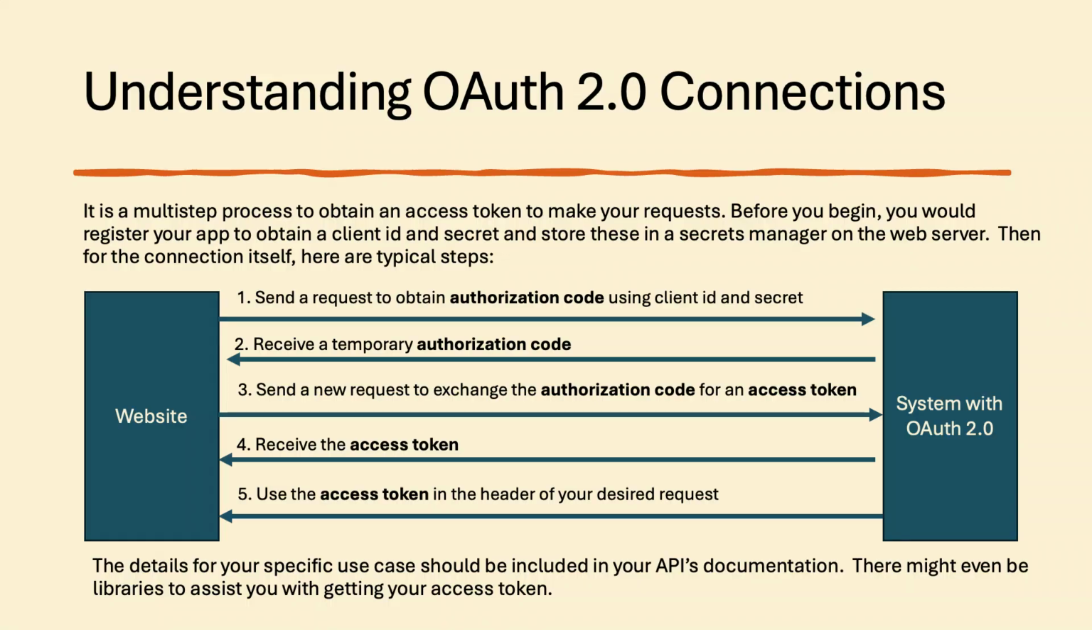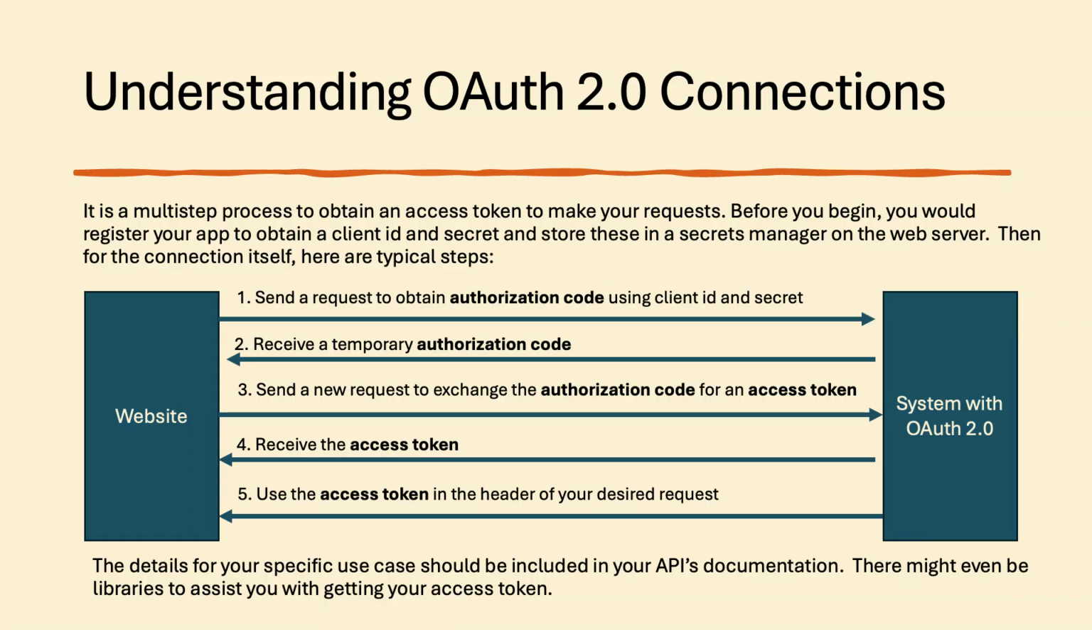Another thing that is going to be really helpful is understanding OAuth 2.0 connections. So OAuth is just a standard for connections. So a lot of systems, to be able to connect securely, you're going to use OAuth. There are other methods available, but this is just a typical one. So I picked this one just so you're familiar with a typical connection type. So it's a multi-step process to obtain an access token to make your requests.